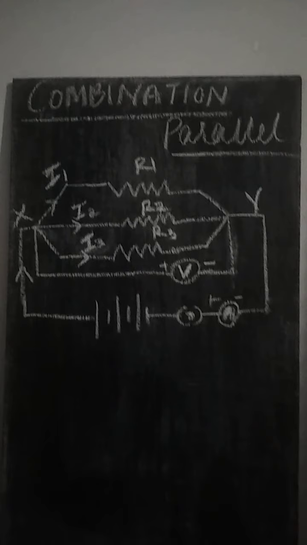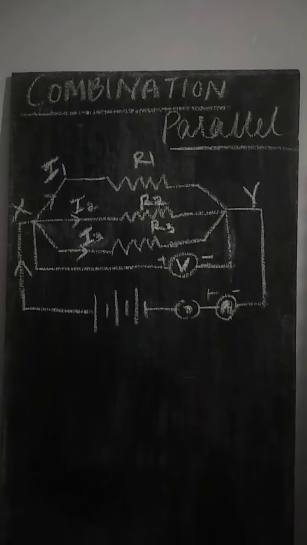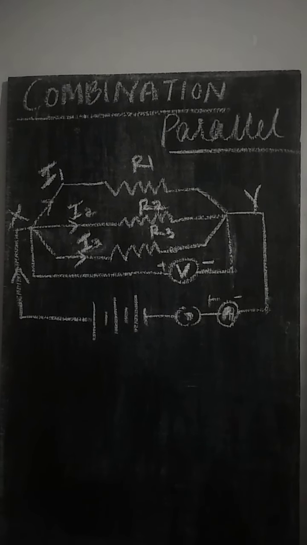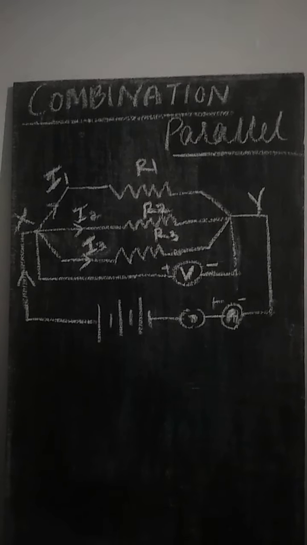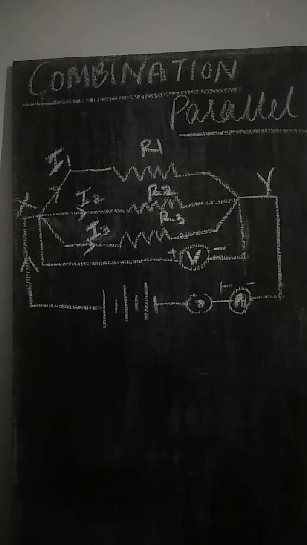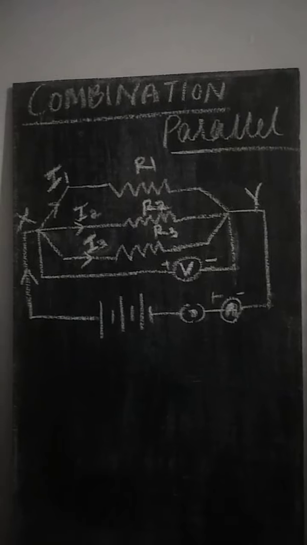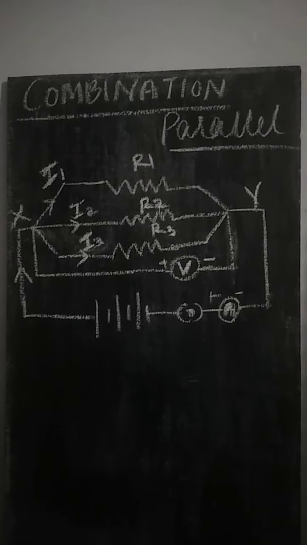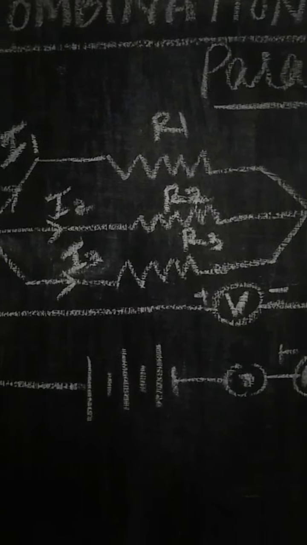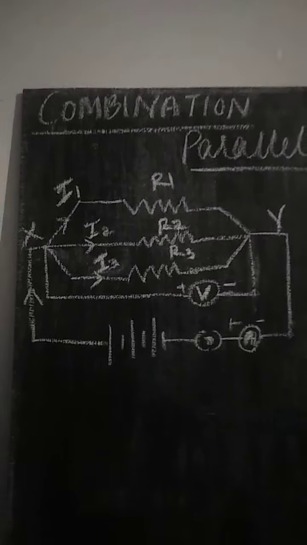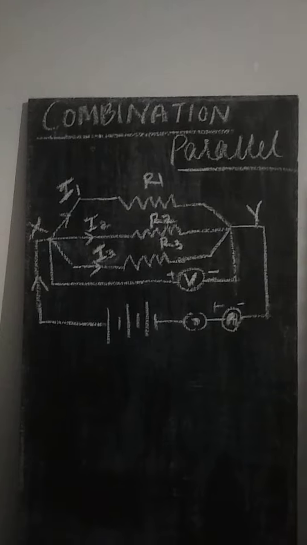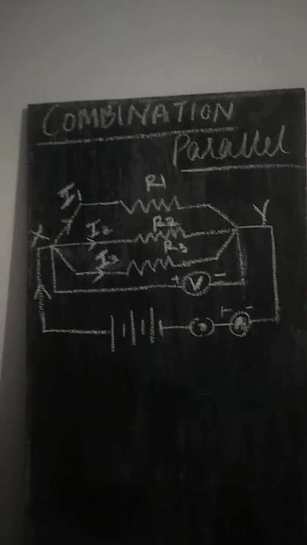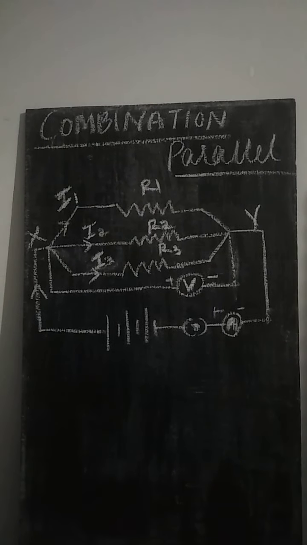In the last class, we discussed the combination of resistances in series mode, and we found that the same value of current will be flowing through the single circuit, and the total V will be divided into V1 across the first resistor, V2 across the second resistor, and V3 across the third resistor. So V is equal to V1 plus V2 plus V3. I is a constant. R is equal to R1 plus R2 plus R3.